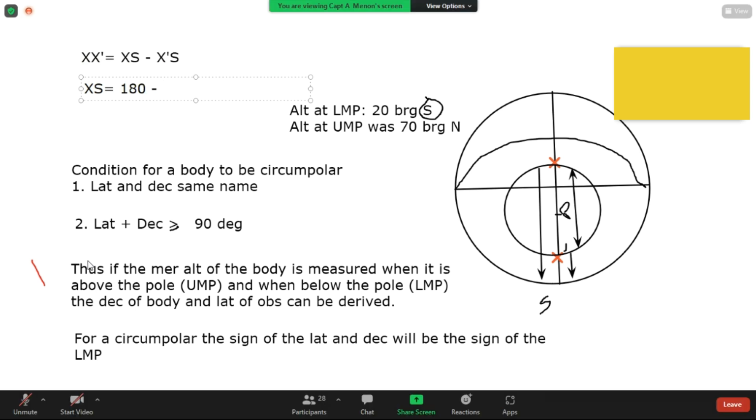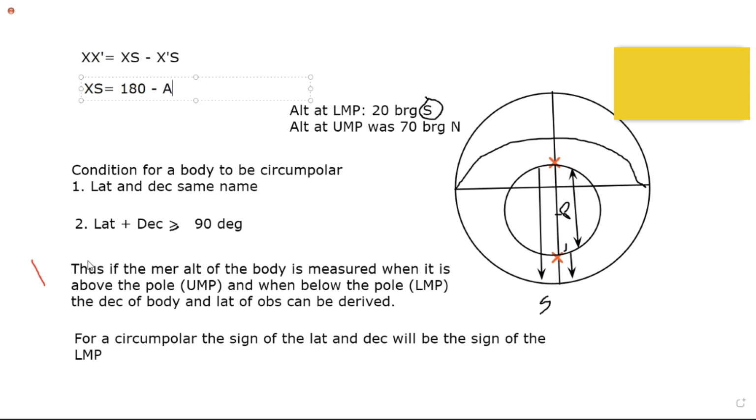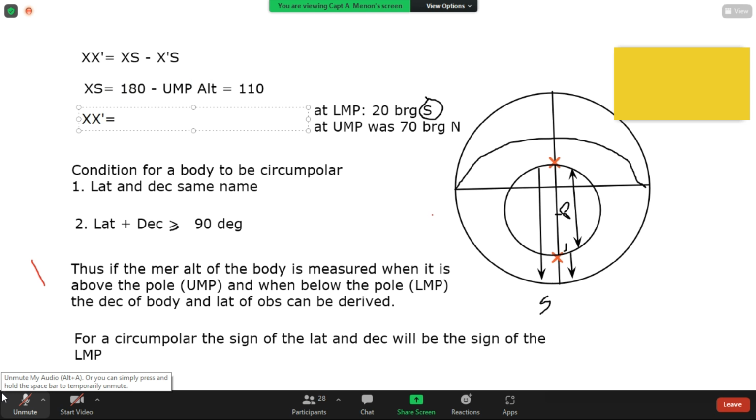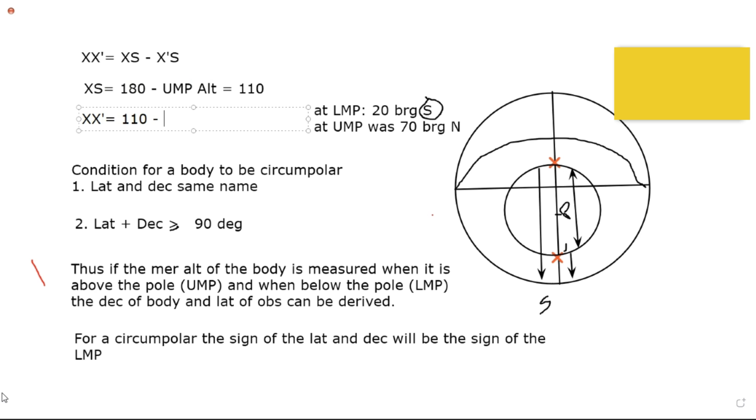180 minus altitude, upper LMP altitude. Either way you can do, you can logic it: minus 70, 110, that is 90 plus 20, also is correct, is equal to 110. Or xx dash is equal to your xs is 110 minus 20 degree, 20 is equal to 90 degrees.